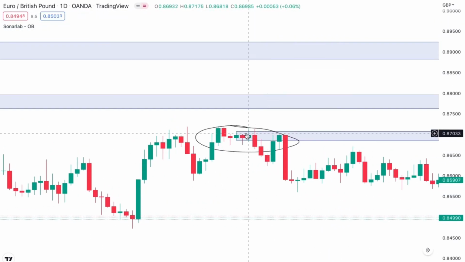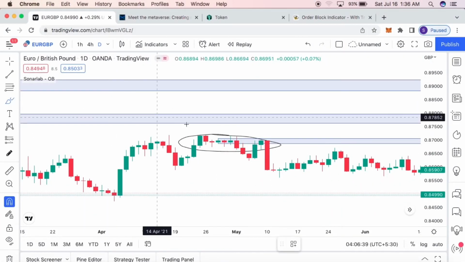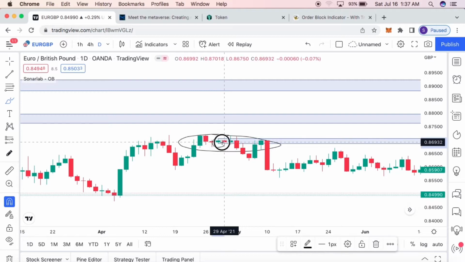Guys, do you see this candle right here? Let me mark it out for you so that you can see it. This candle right here, this one. So this is the order block, guys. That is our order block.